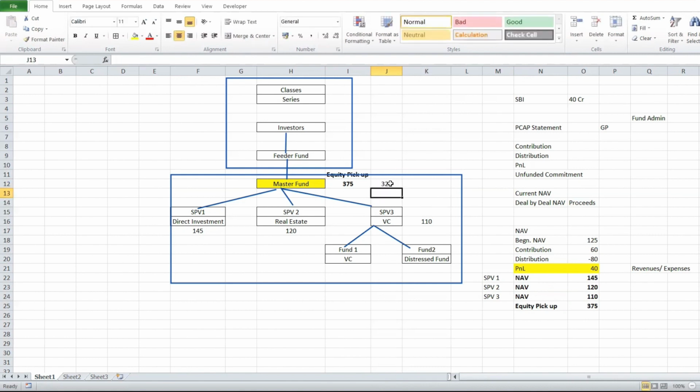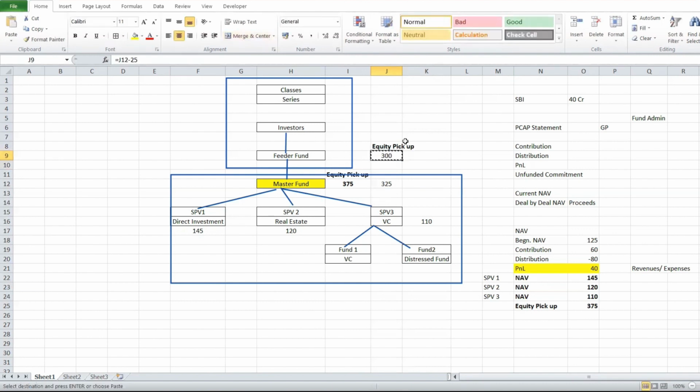So let's take 50. Okay, 325 is the NAV right now I'm giving you. So this feeder fund, to feeder fund, 325 is the equity pickup for the feeder fund. And this feeder fund is also going to charge something at their level, a 100% management fee. At all levels they are going to charge at least a management fee. Now I'm telling you, suppose 25 they have charged.